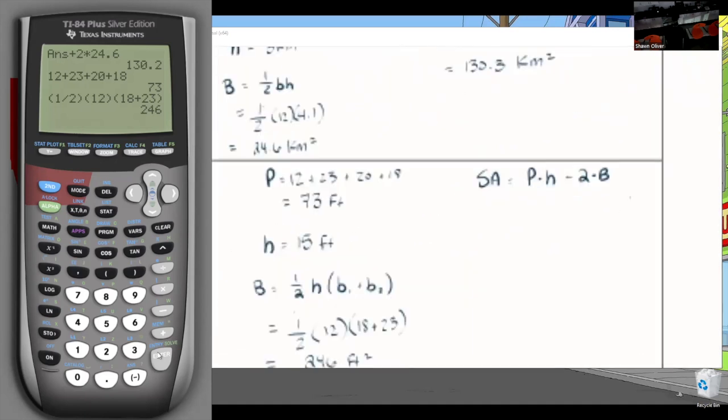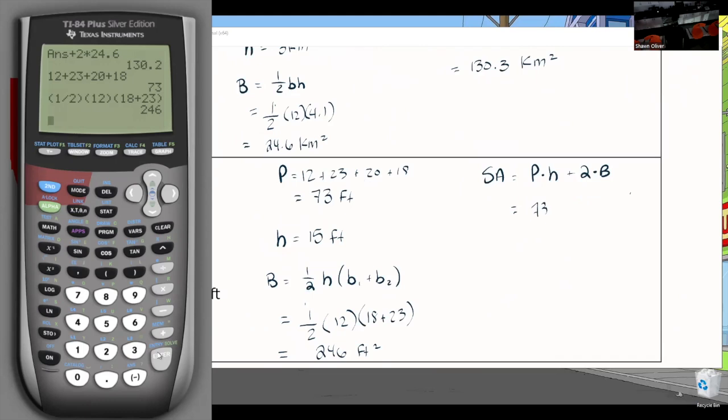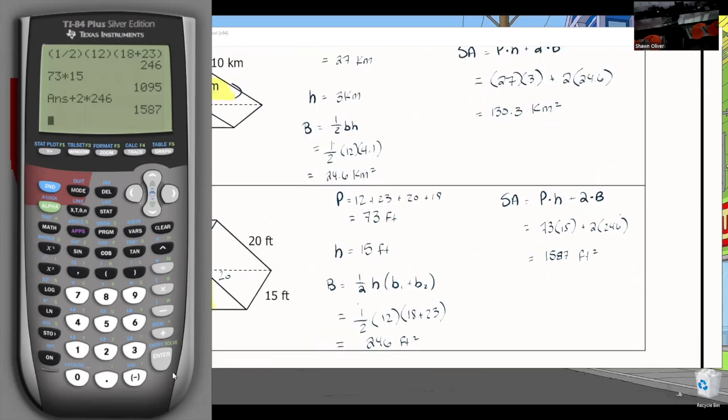So we got our surface area is 73 times 15 plus 2 times 246. 73 times 15 plus 2 times 246 equals 1587 feet squared. Okay, so those are our prisms.